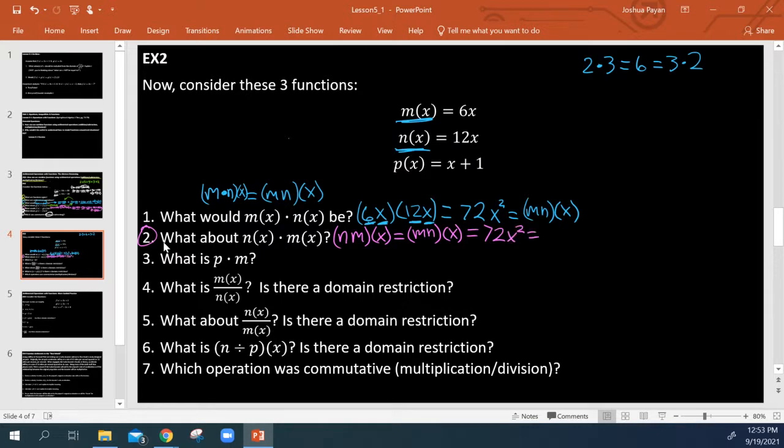And that's because even if I do it the other way around, that would be 12x times 6x. That still gives you 72, 6 times 12, x squared, x times x.